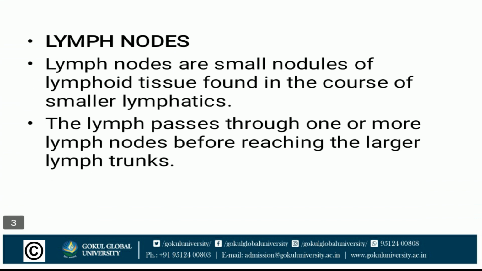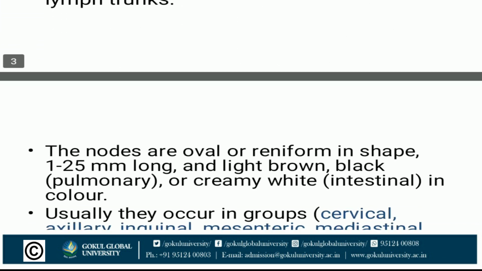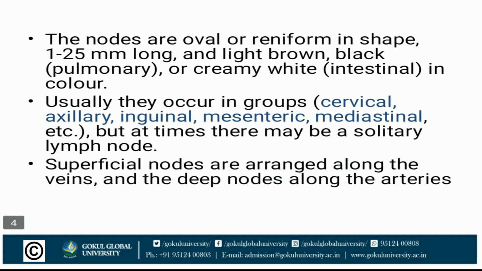Now, what are lymph nodes? Lymph nodes are small nodules of lymphoid tissue found in the course of smaller lymphatics. The lymph passes through one or more lymph nodes before reaching the larger lymph trunks. The nodes are oval or reniform in shape, approximately 1 to 25 mm long, and light brown in color, black in the lungs, or creamy white in the intestine.